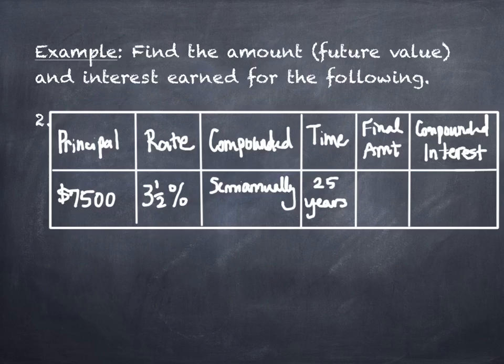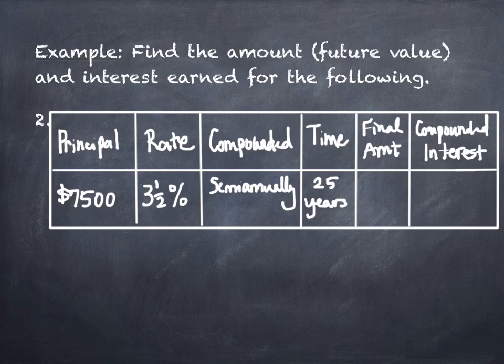All right, let's take a look at an example. All right, we're starting with a table. The table says that we have a principal of $7,500. The interest rate is 3.5%. It is compounded semi-annually. What does that mean? Twice a year. And then our time is 25 years.